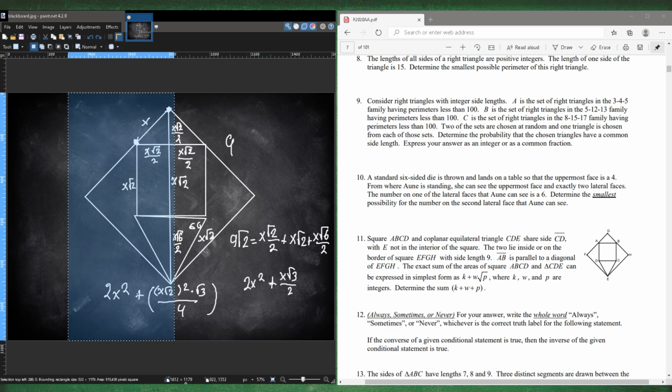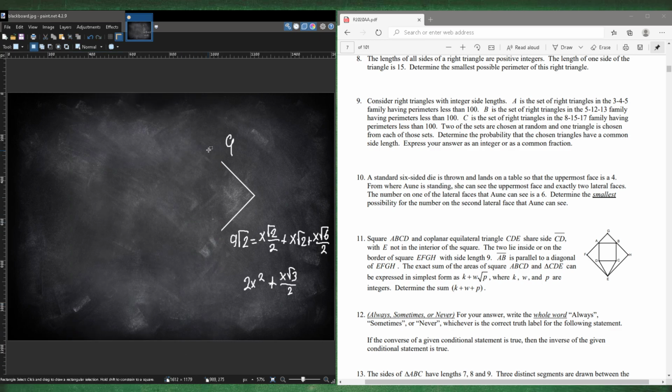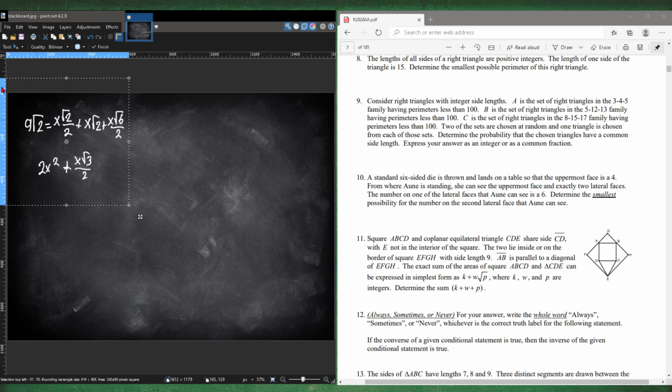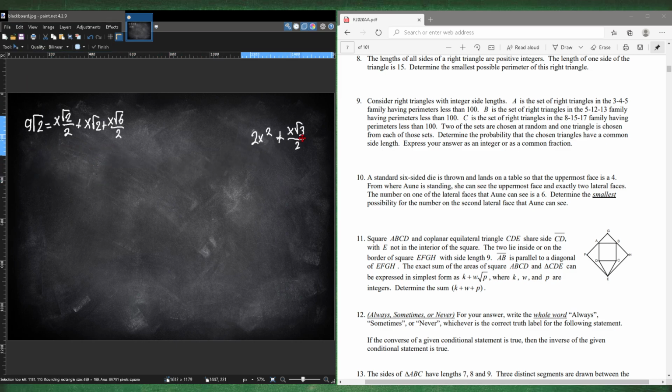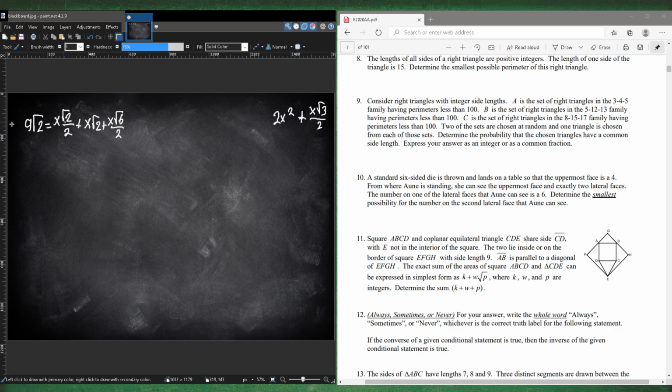Okay, so let's delete this because now it's going to get kind of messy. And we'll put this over here. And I'll just move this measurement, because that's what we're looking for, over here. Okay, so I noticed that there's a square root 2, square root 2, and square root 6, which is all divisible by square root 2. So just divide by square root 2 from both sides. So that's just 1 half x plus square root 3 over 2 x.